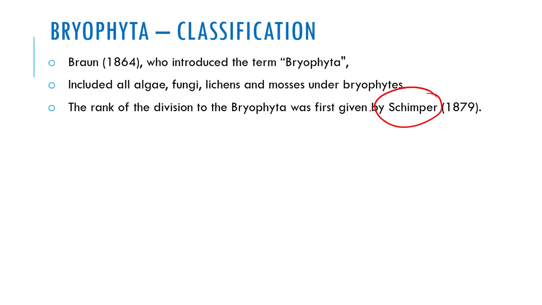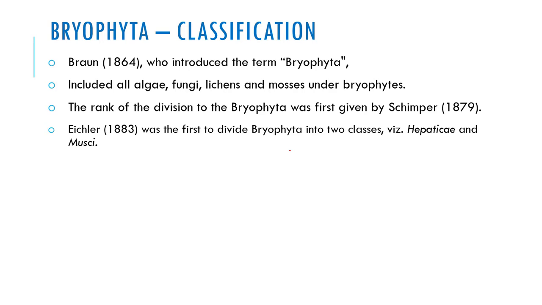Next in the history of classification of Bryophyta is the name of Schimper. He raised the rank of Bryophyta to a division instead of an order or a class. He made it a division in 1879. And Eichler in 1883, a German scientist, divided Bryophyta into two classes, Hepaticae and Musci. Hepaticae, the liverworts, and Musci are usually the mosses.